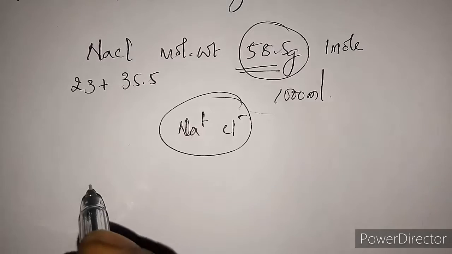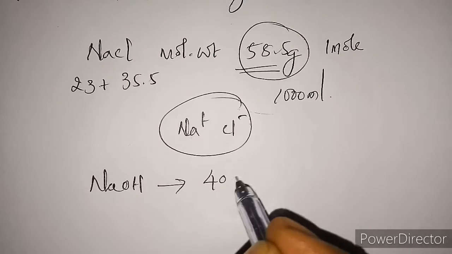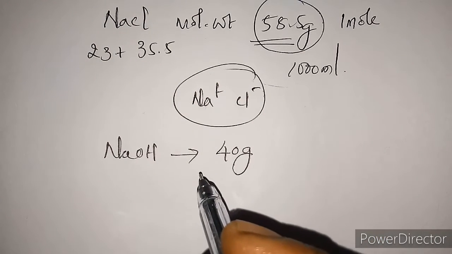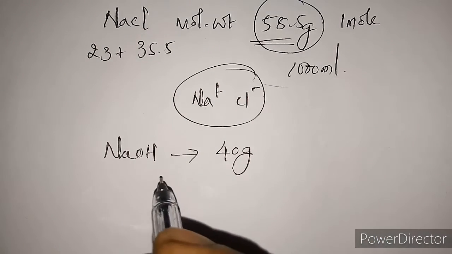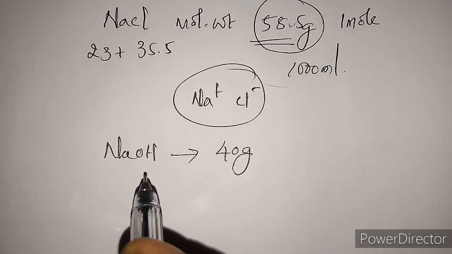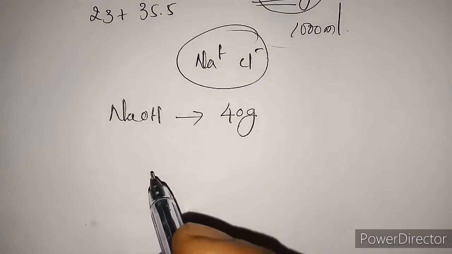So in the case of NaOH, we need to take 40 gram. So 1 mole is actually 40 gram. Now the conductivity of Na plus and OH minus produced when 40 gram of NaOH is dissolved in a given amount of the solution, that we call as a molar conductance.